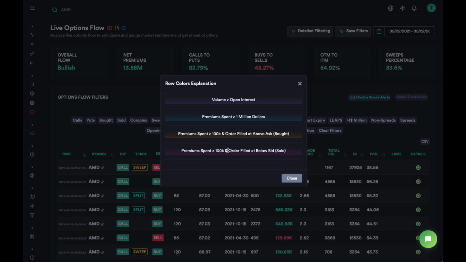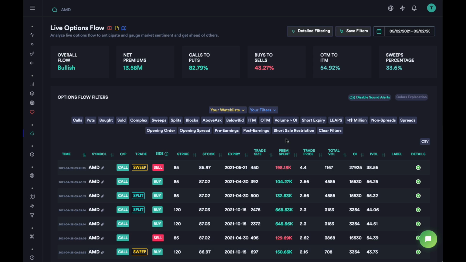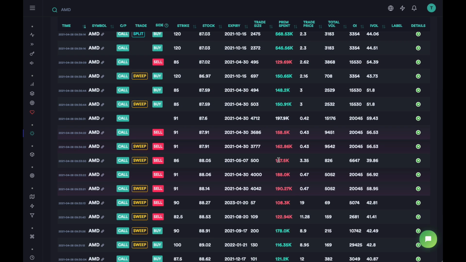The purple symbols mean that the order was filled at below bid. The order was sold for a below bid price, and whenever an order is filled at above ask or below bid, that shows urgency, because someone was willing to sell this call contract even below the bid price. They really wanted to be fast and get rid of the contract. Similarly, if an order is filled above ask, that means someone really wants to buy a contract and is willing to pay a price higher than the ask price. So these are always strong signals, and this pink color actually shows you that.